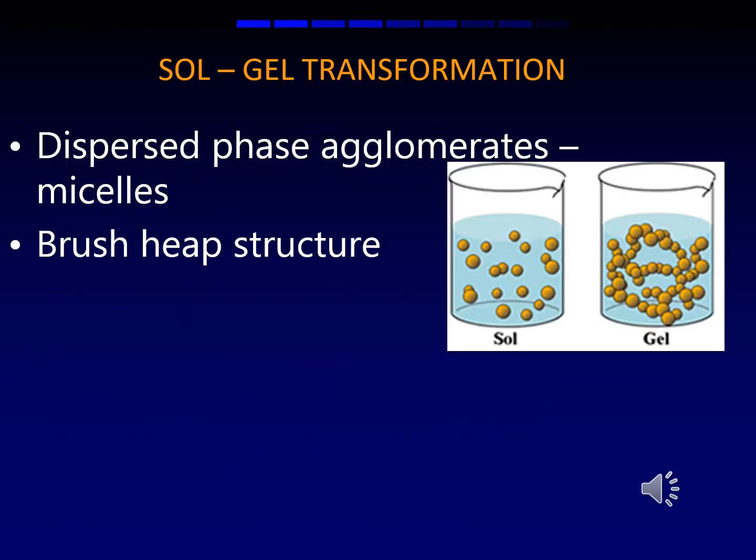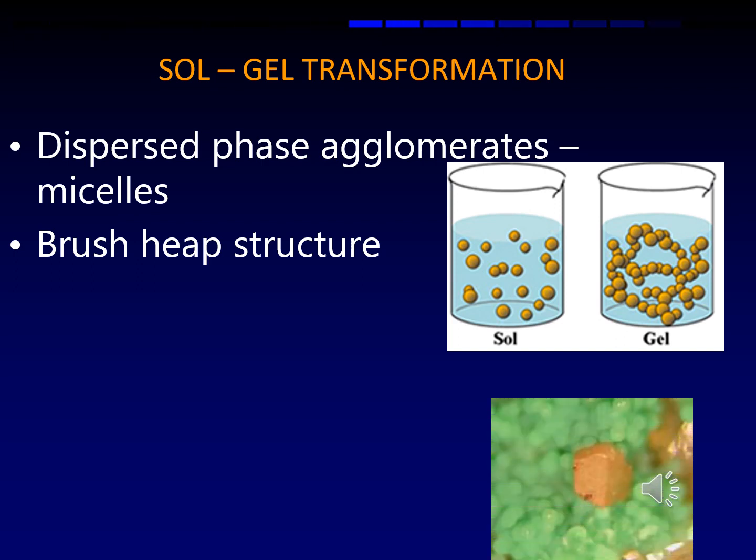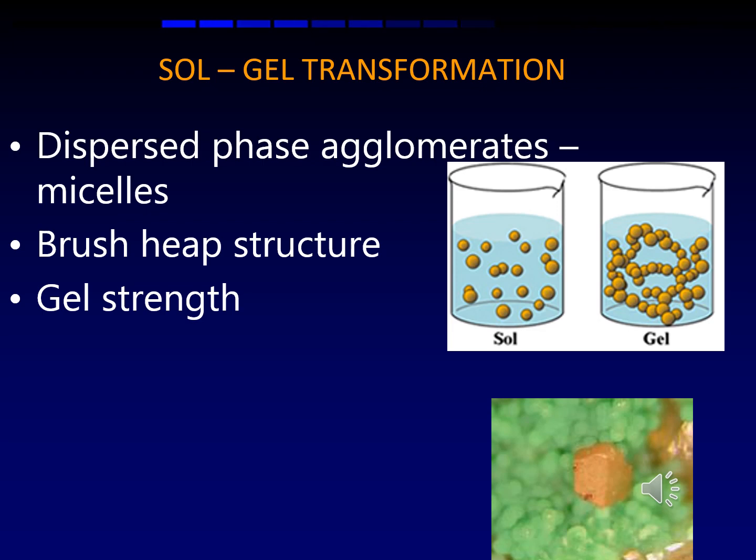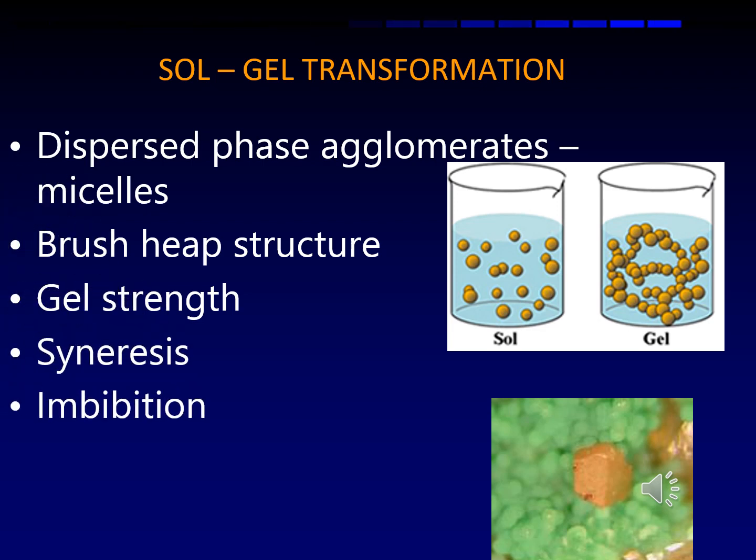These hydrocolloids can be visualized under the microscope as agglomerates. They form a three-dimensional network of fibrils called micelles. These micelles sometimes form a brush heap-like structure. This brush heap-like structure determines the strength of the hydrocolloid. So the more fibrils, the better the strength.